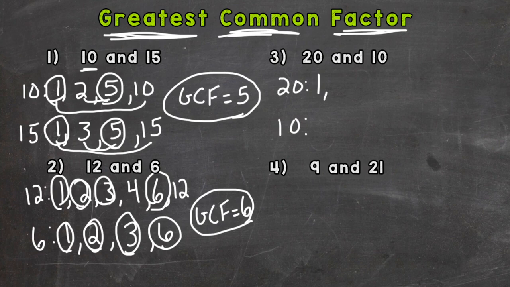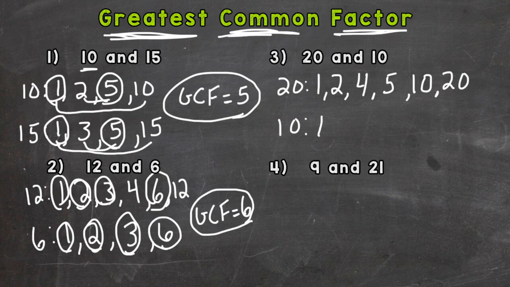So we'll start with 1 and 20. And I know that 20 is even, so 2 is going to be a factor, and its partner's 10. Any others? Well, 4 and 5. And that's actually it for 20.